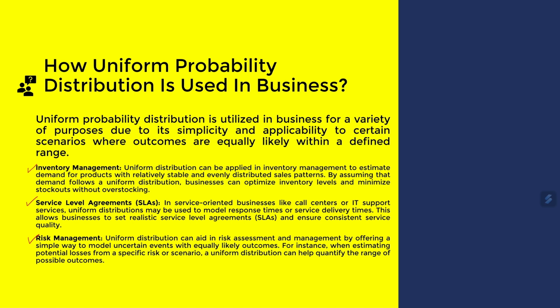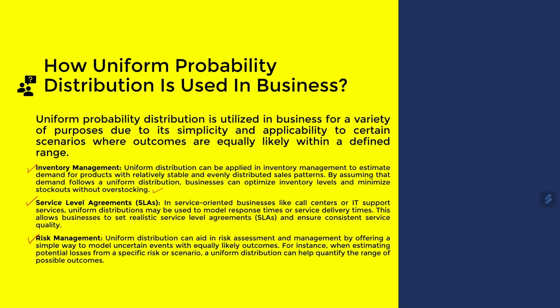Uniform distribution can be applied in inventory management to estimate demand for products with relatively stable and evenly distributed sales patterns. By assuming that demand follows a uniform distribution, businesses can optimize inventory levels and minimize stockouts without overstocking. So, this is how uniform distribution helps us.